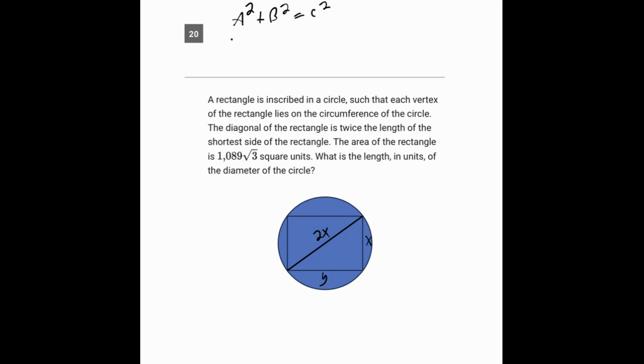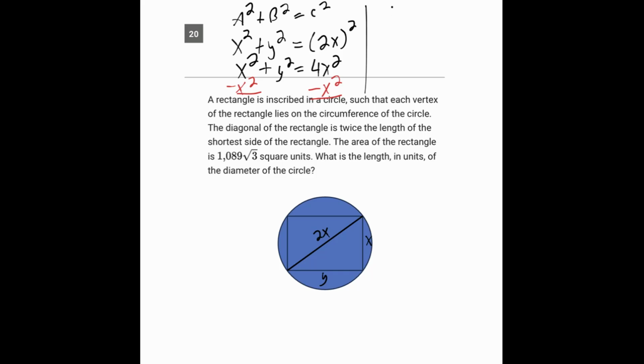And so x squared plus y squared is 2x squared. 2x times 2x is 4x squared. So we have 4x squared is equal to x squared plus y squared. Now we can take away x squared from both sides. So minus x squared there. And we have y squared equals 3x squared.